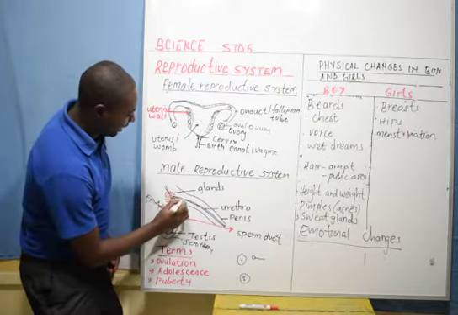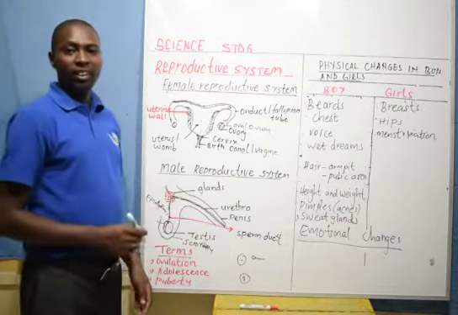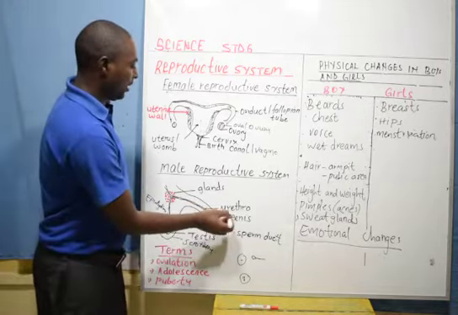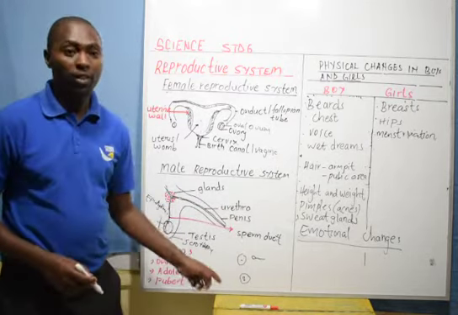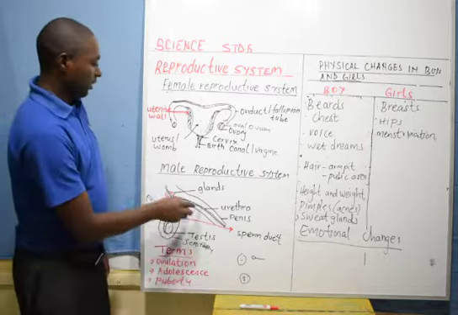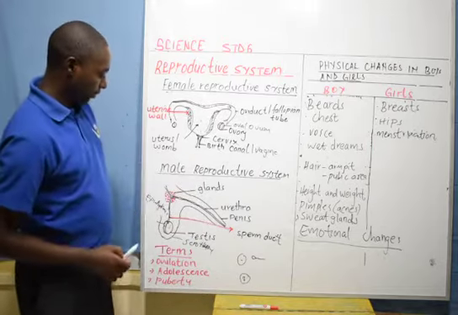Then they are discharged out of the body through this path known as the urethra, the part that is found in the male but not in the female. They flow through the urethra to outside the body. Then we have the penis. It is the one that deposits the sperms in the birth canal.